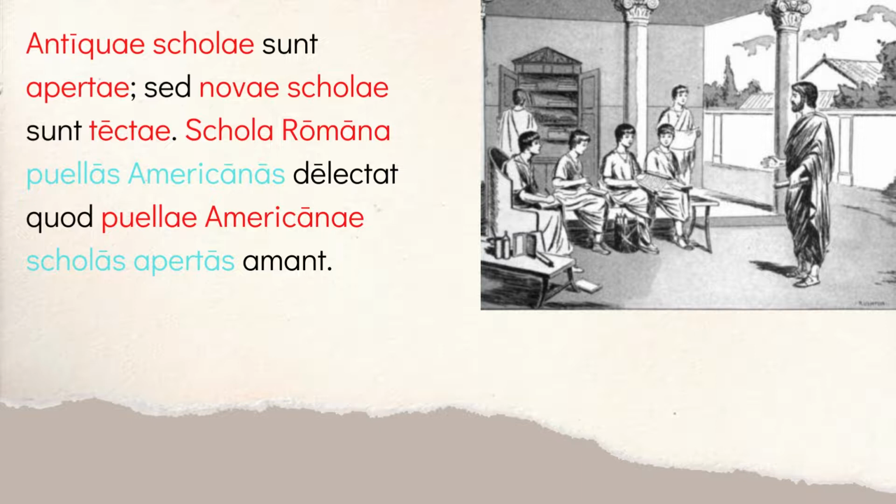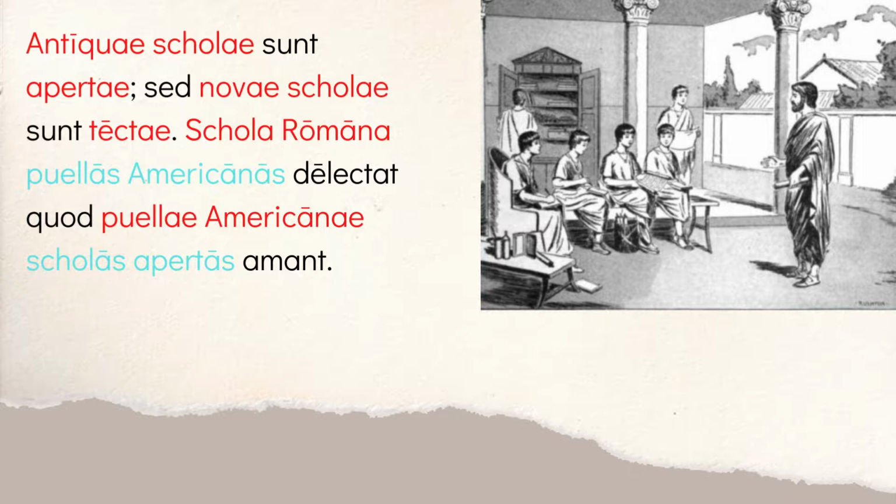Schola Romana puellas Americanas delectat, quod puellae Americanae scholas apertas amat. So you're saying the Roman school, the Schola Romana, it delights the puellas Americanas, the American girls, right? Notice how it's plural. So again, that's the direct object. You're saying who or what does the Schola Romana delight? Oh, it delights the American girls. Why does it do this? Because, quote, here's our conjunction. We're going into sort of a second half of the sentence here. Because puellae Americanae, American girls, right?